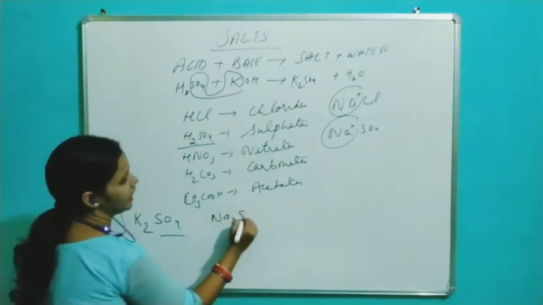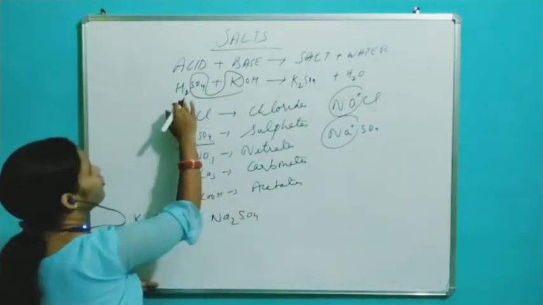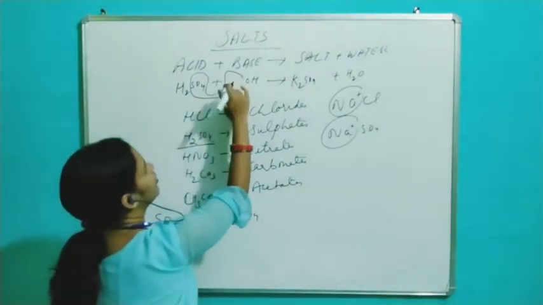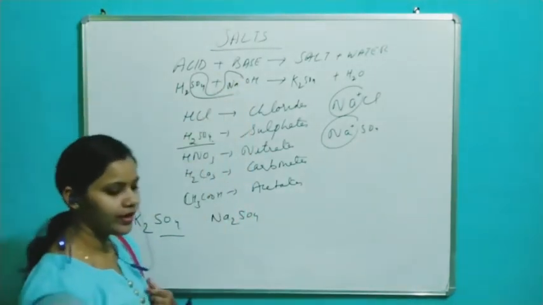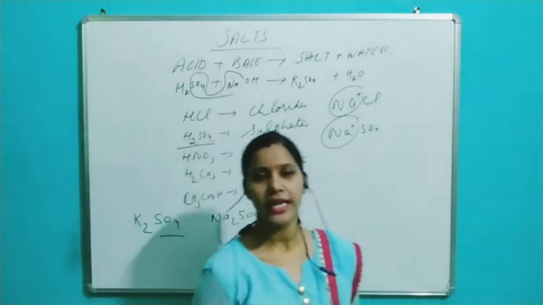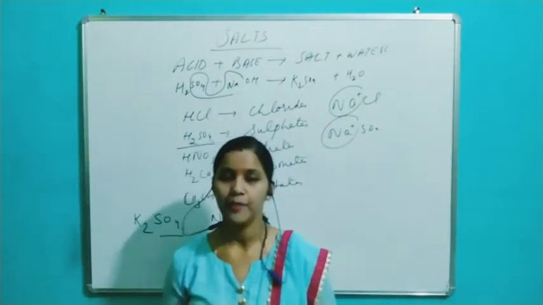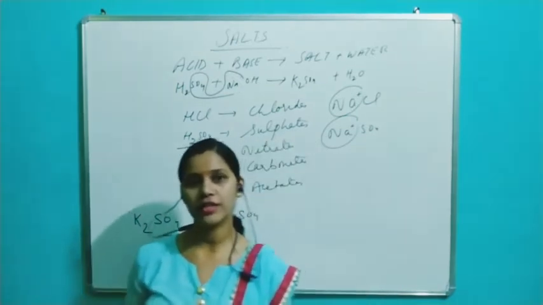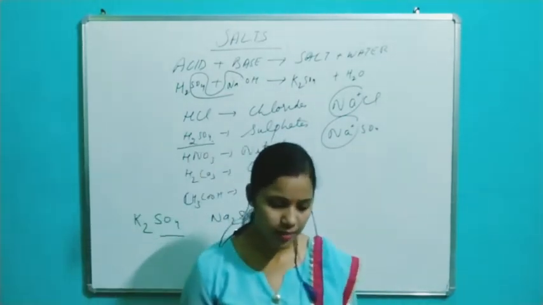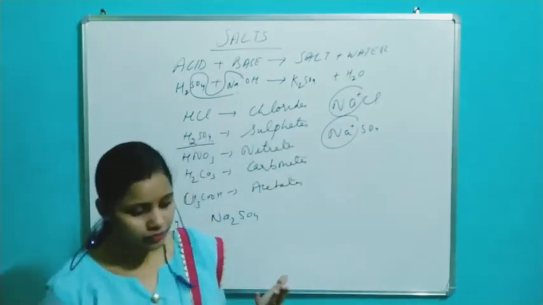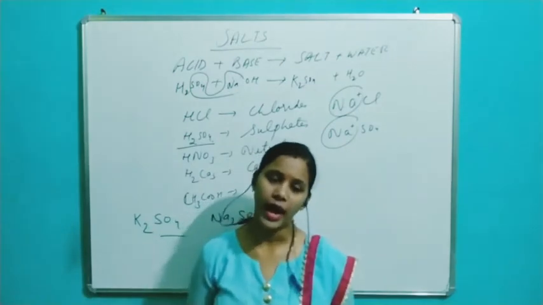Similarly, if I say sodium sulfate, Na2SO4, what is the acid and what is the base? Again, the acid will be H2SO4 and the base will be NaOH. This is how we can easily identify the acid and the base from the salt given. If I say magnesium sulfate, then the base will be magnesium hydroxide and the acid will be sulfuric acid. If I say sodium carbonate, then the acid is H2CO3, carbonic acid, and the base will be sodium hydroxide.